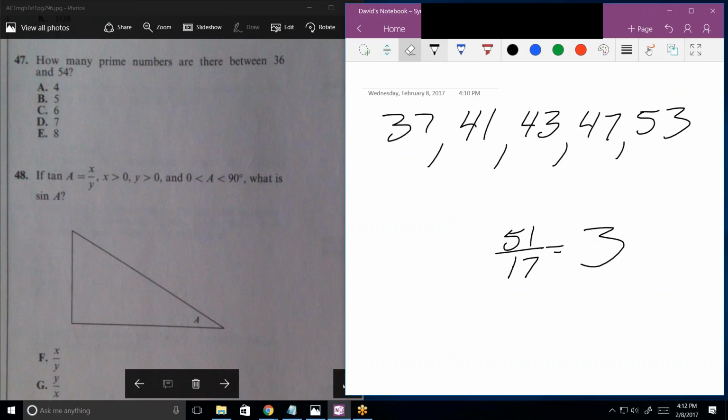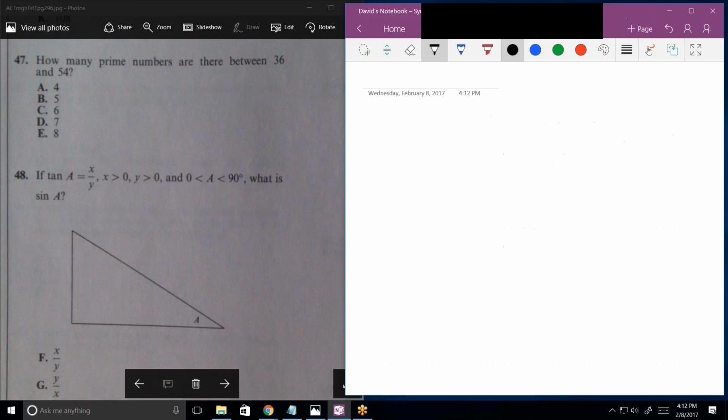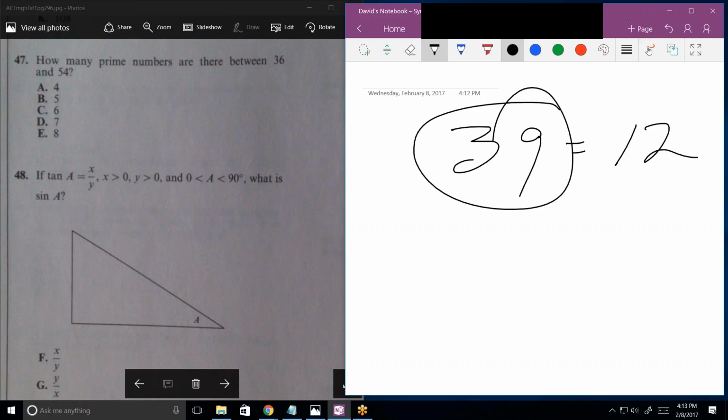what do the digits add to? 6. 6 is divisible by 3. Any number whose digits add up to a number that's divisible by 3 is divisible by 3. Notice 39: what do those add up to? 12, divisible by 3. That means 39 is divisible by 3.